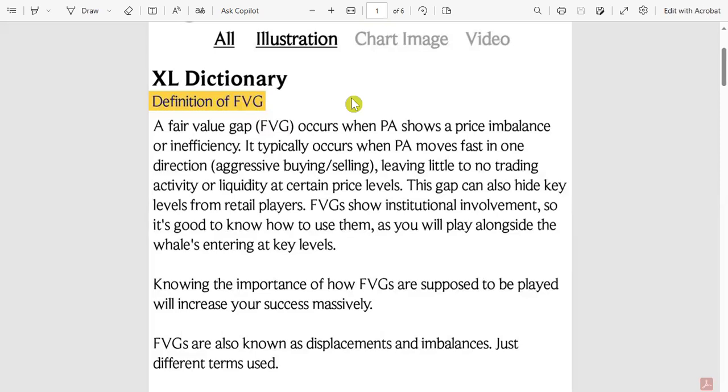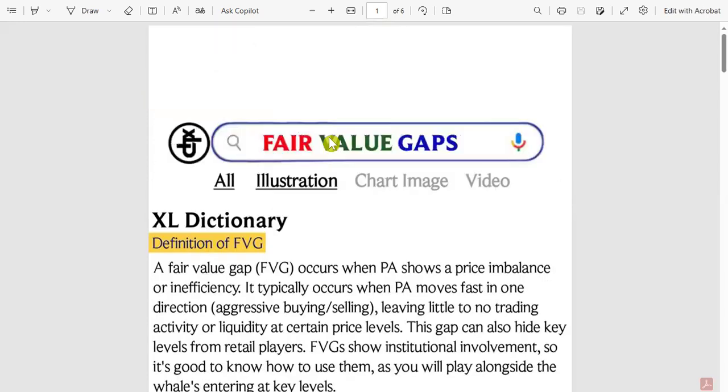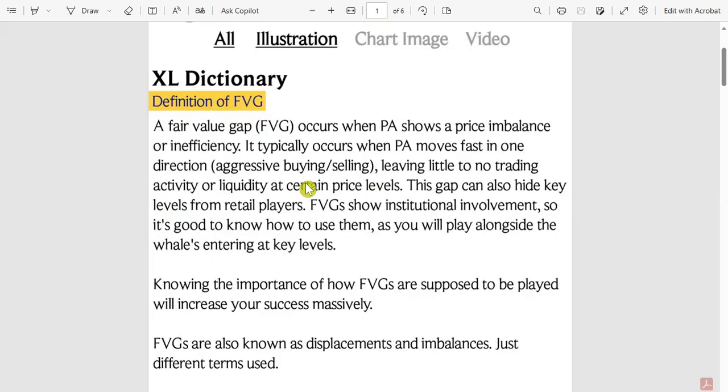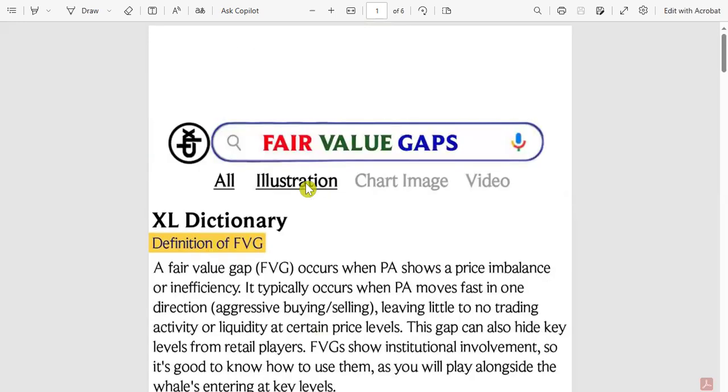Today's video, as you have already seen, is about fair value gaps. If you are one of those traders who are trying to actually understand fair value gaps and how you can use them, this video is going to explain deeply about fair value gaps. And I believe if you watch this video to the end, you're going to learn very well about fair value gaps.